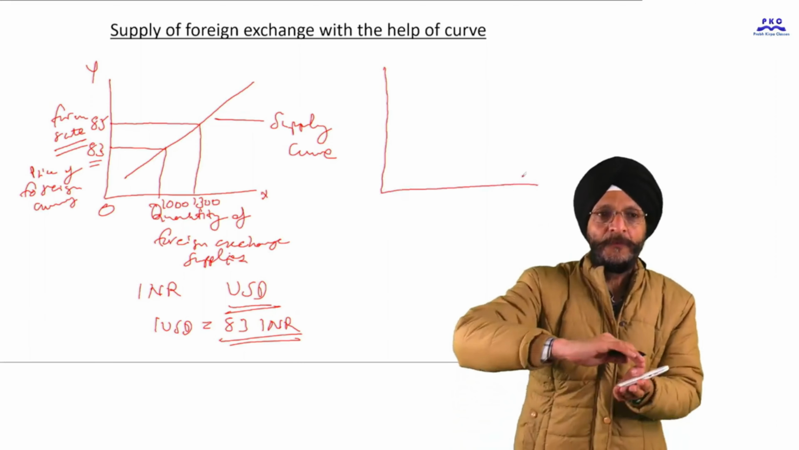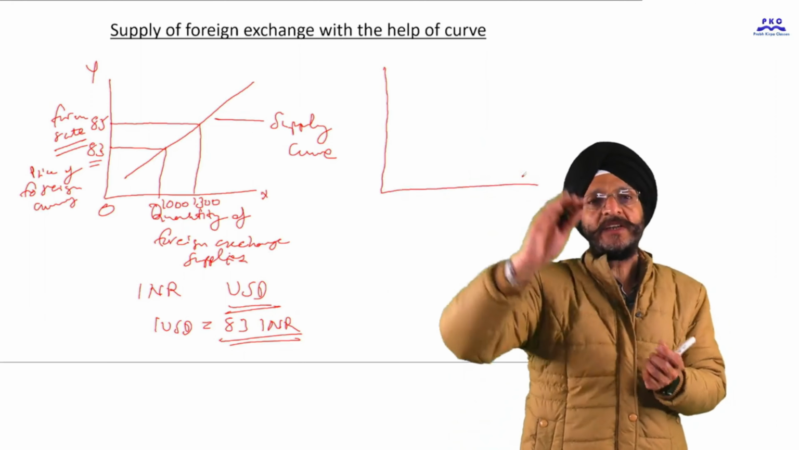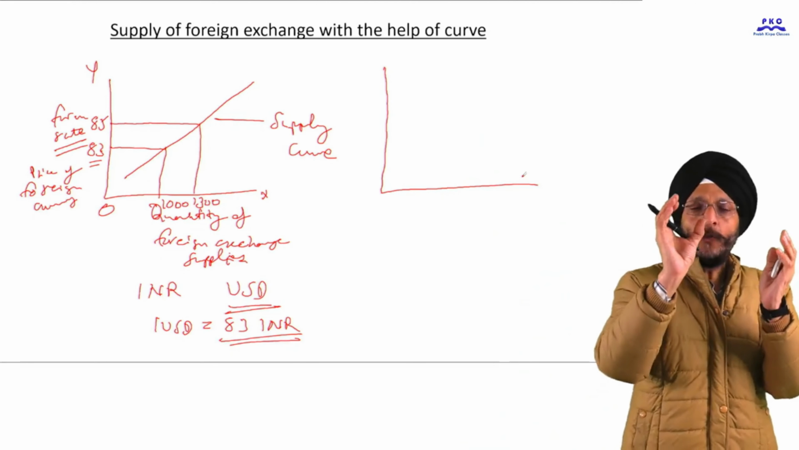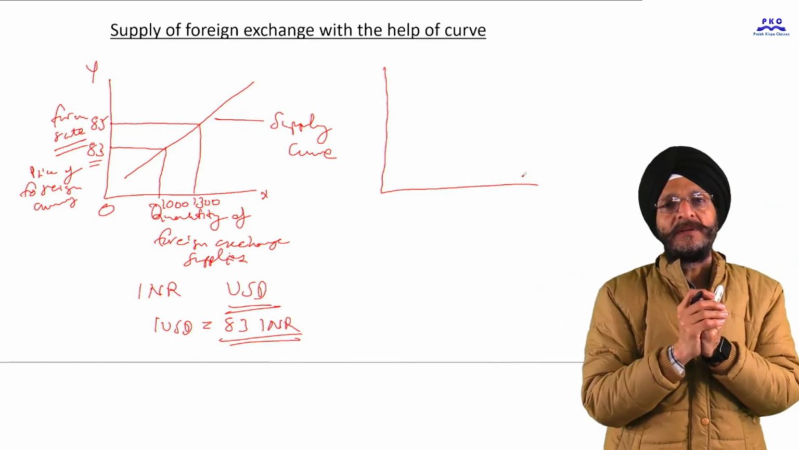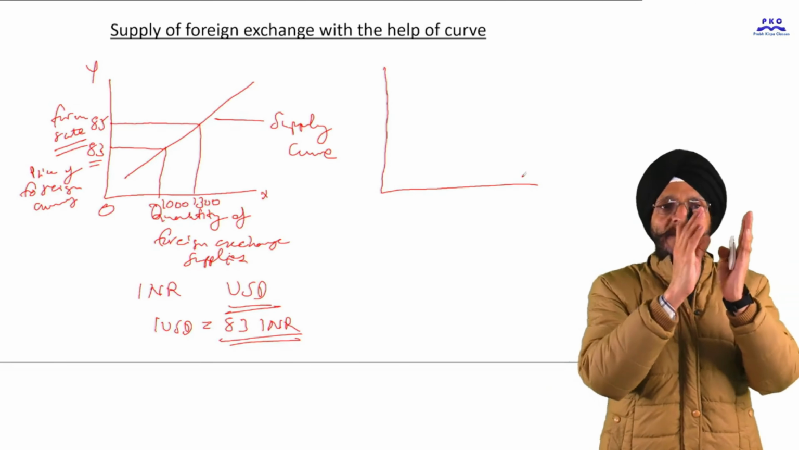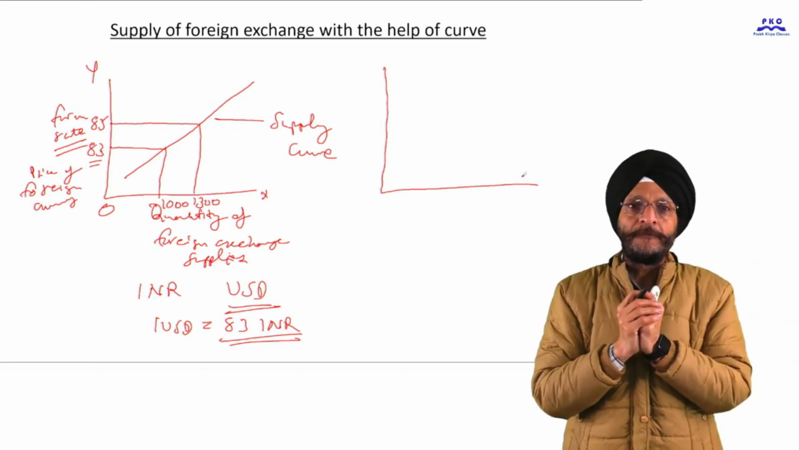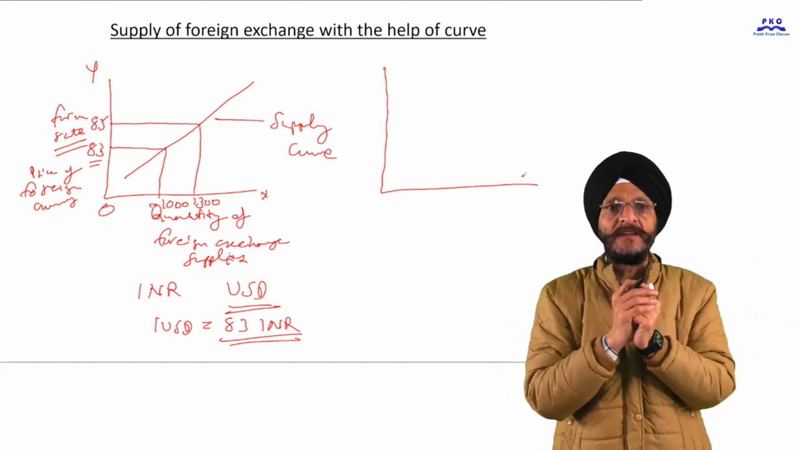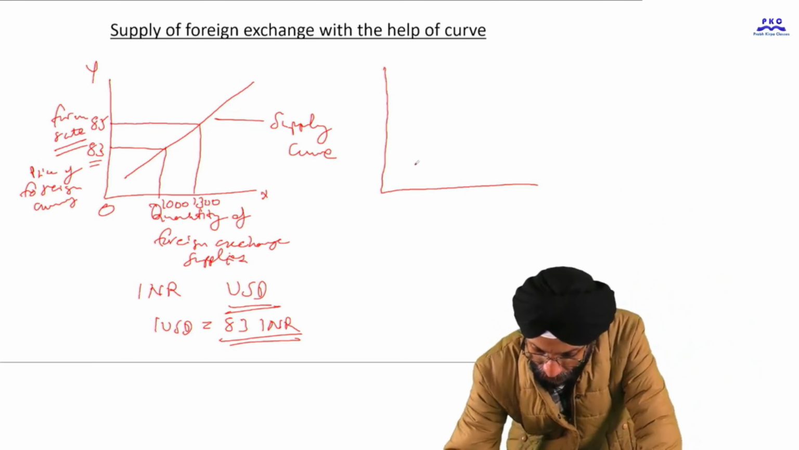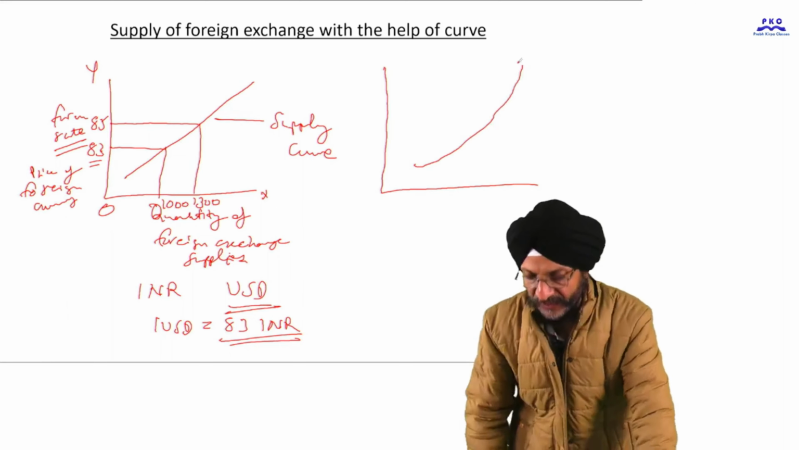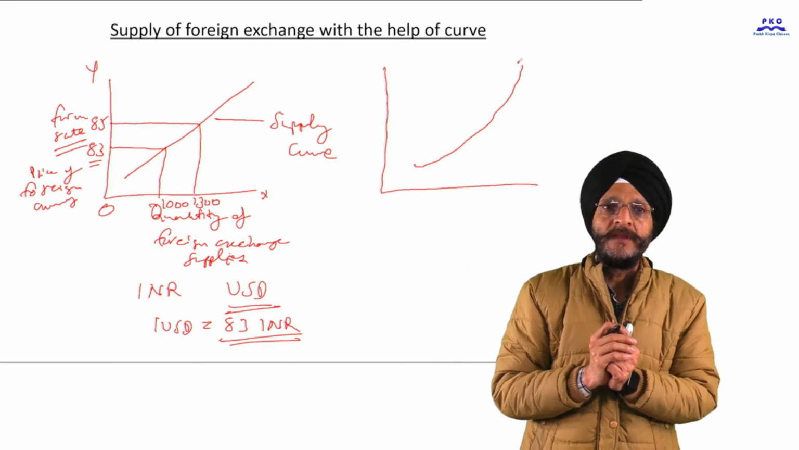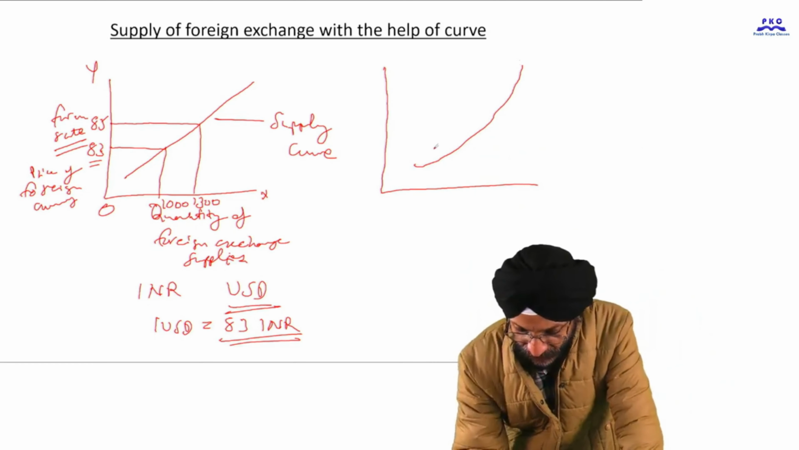Though we have drawn it in the form of a straight line, it is simply to make the concept simpler, so that you understand the direct relationship between supply and forex rate. This is the simple understanding. But in actual reality, the supply curve may be something like this. It may not be a straight line. It may be in the form of this one.